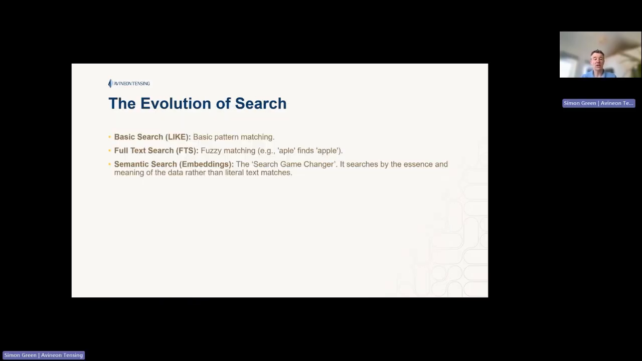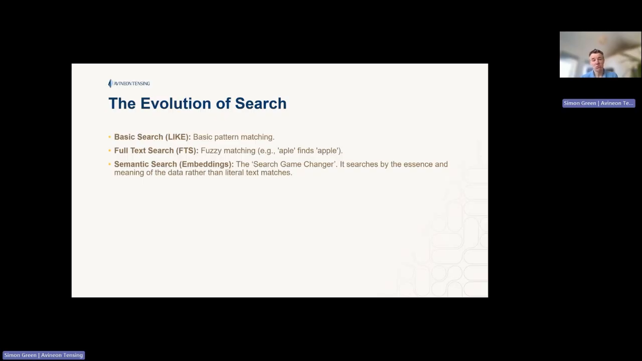Now, to understand where we're going, we have to look at where we've been. So this is a very brief history and evolution of search. Things started out with the syntax inside of things like SQL for really basic pattern matching. So if you search for something like happy, you're not going to find happily.